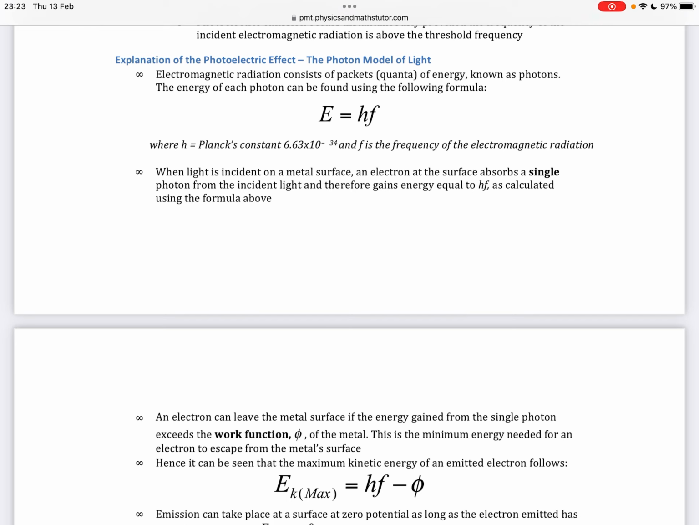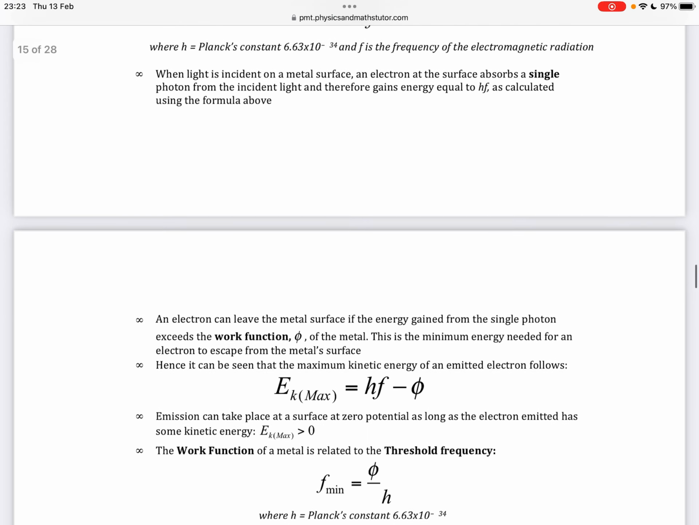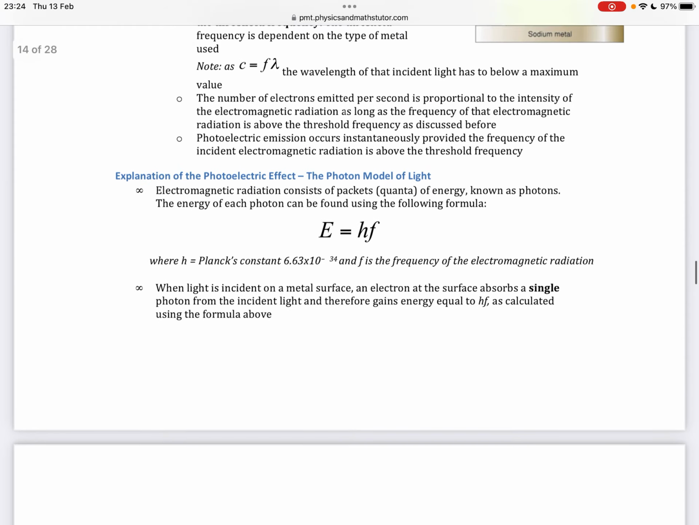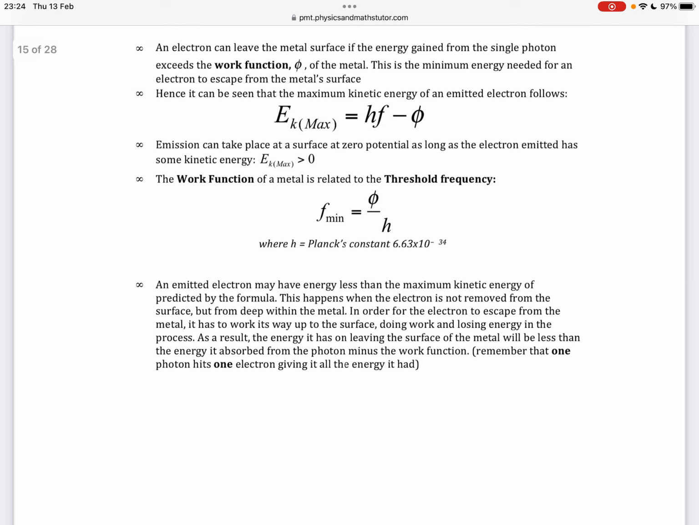When light is incident on a metal surface, an electron at the surface absorbs a single photon from the incident light and therefore gains energy equal to hf, as calculated using the formula above. An electron can leave the metal surface if the energy gained from the single photon exceeds the work function of the metal. This is the minimum energy needed for an electron to escape from the metal surface. The work function has this symbol.